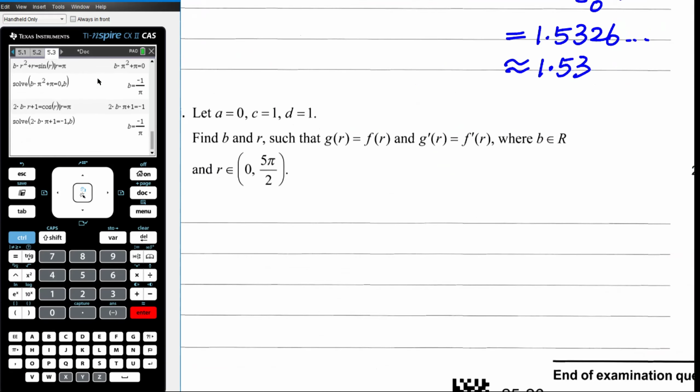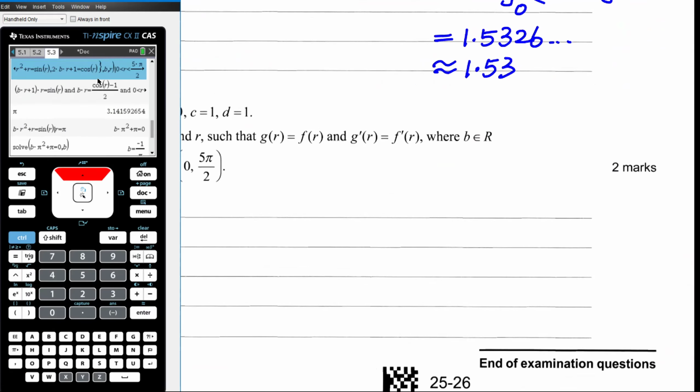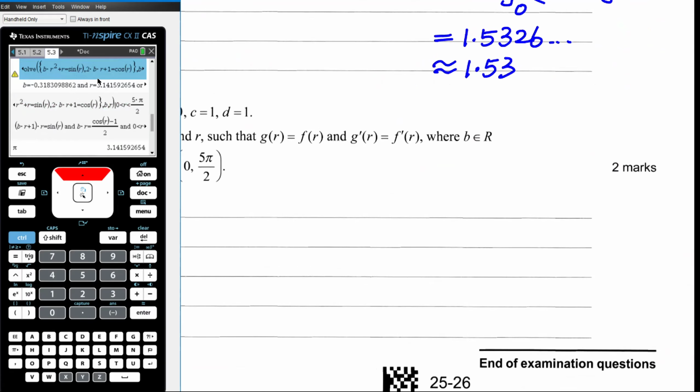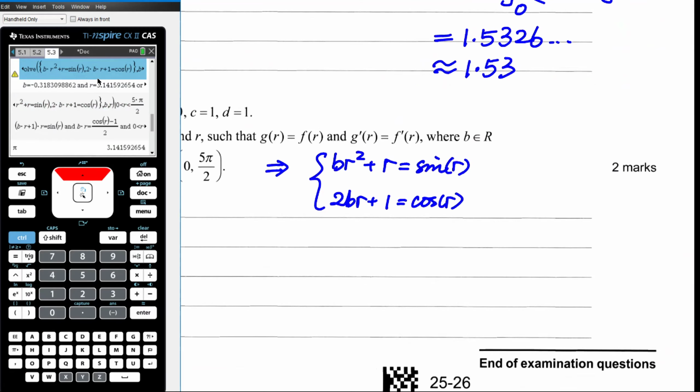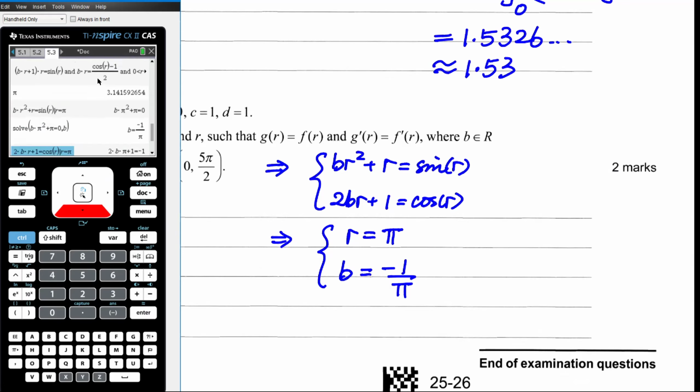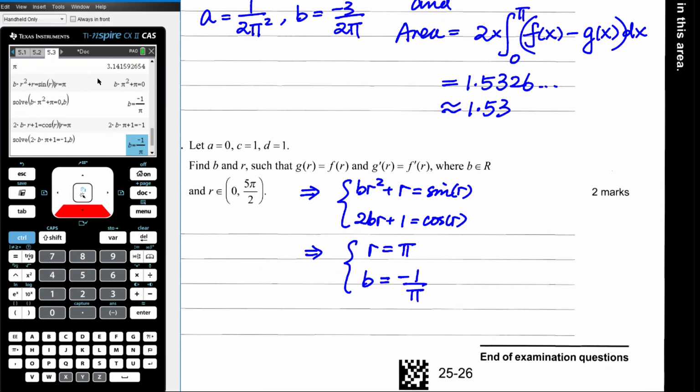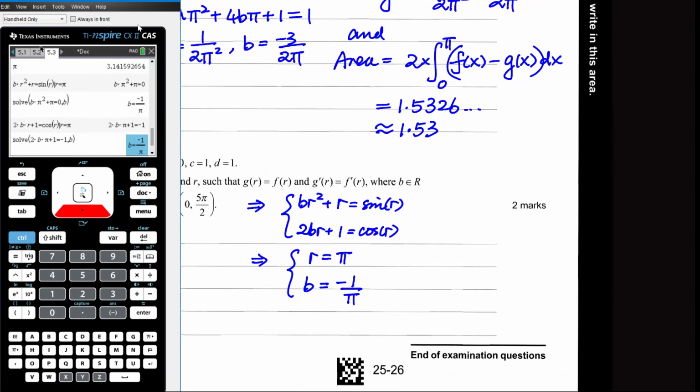So what I'll do is I'll just write down, let's say, the equations. b r squared plus r equals sine of r. And 2br plus 1 equals cosine of r. Solving gives, let's say, r value equals pi. And the b value equals minus 1 over pi. So basically that is the last part of this exam paper.